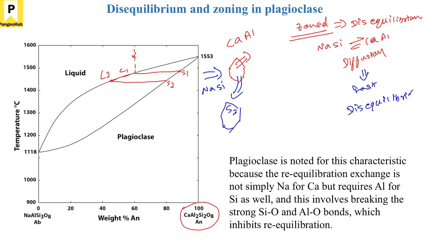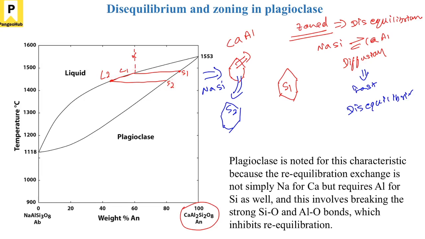Now you see, you form the solid S1 like this. You have crystallized S1 like this, and then you have dropped the temperature and the liquid has changed to L2, meaning it has gone from here to here. And in the meantime, you want to change the solid from S1 to S2, but the cooling is faster.